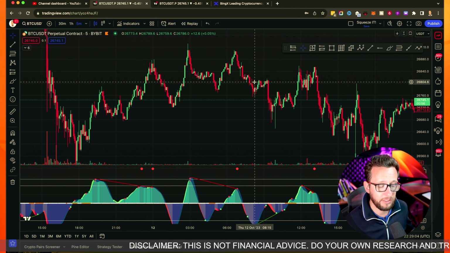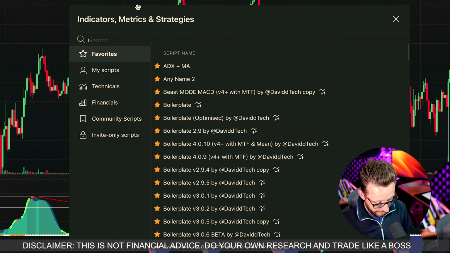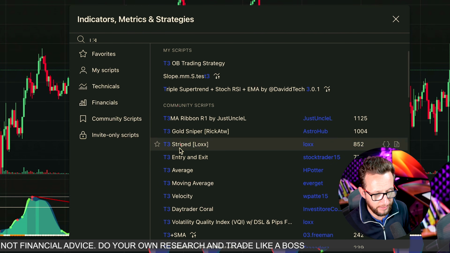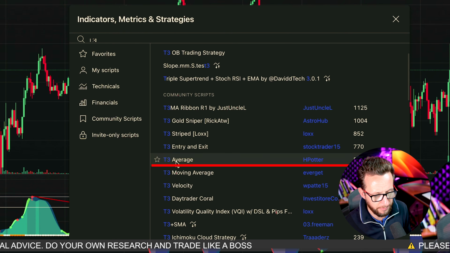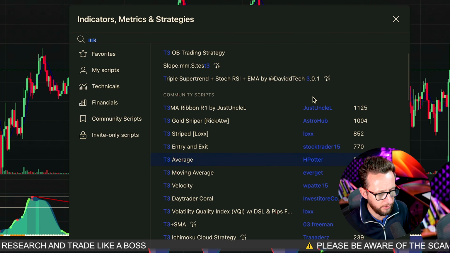A couple of other things that we're going to be adding are a couple of other indicators. We're going to be adding the T3. Now, that is quite hard to find. It's the T3 average by H. Potter. We're going to be putting that one on the chart as well.